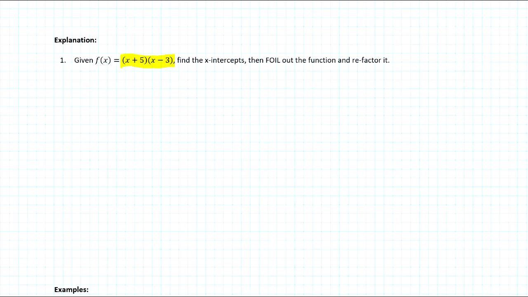And so we're going to start by finding the x-intercepts. And then we'll go ahead and do the FOIL out and the factoring thing. I'll show you how all of that works. So to find the x-intercepts, we are going to set y equal to 0 and solve for x. So if I go 0 equals x plus 5 times x minus 3.